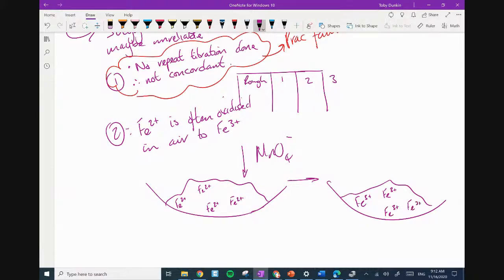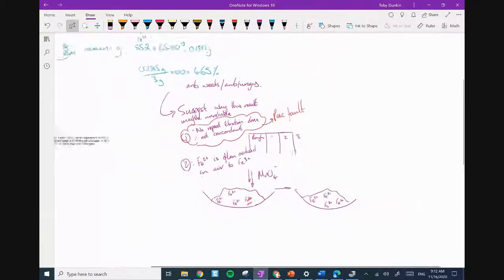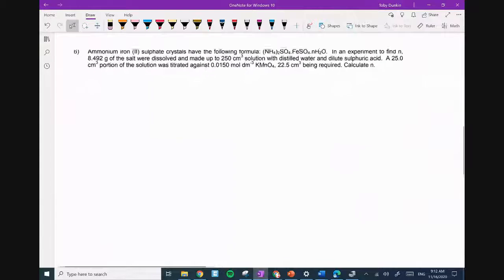Well, if some of them have already oxidized in air, if this one had already oxidized to iron 3+ due to the air, then we're going to require a small amount of potassium permanganate. So it looks like our titration is too small, and therefore the percentage is too small. It's nice to mention these, they come up a lot, and you're going to see these in real exams.